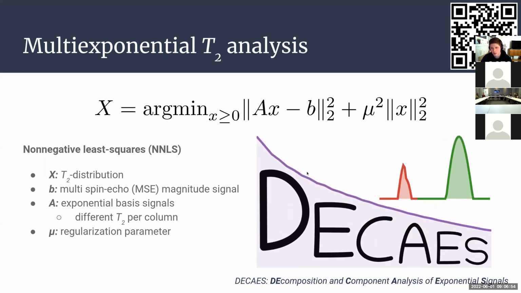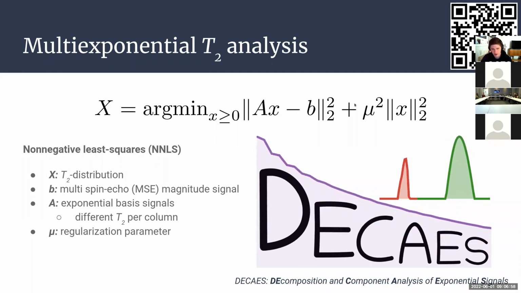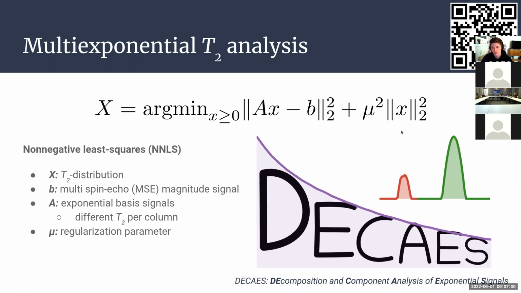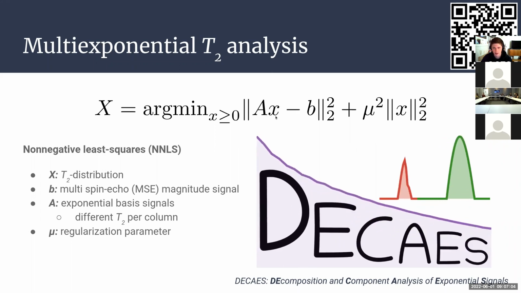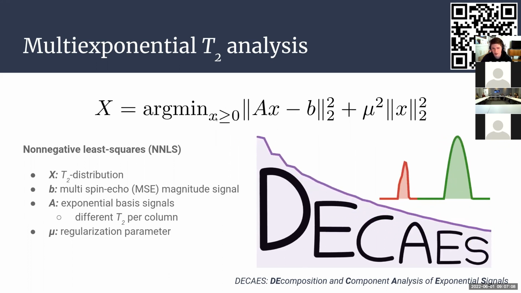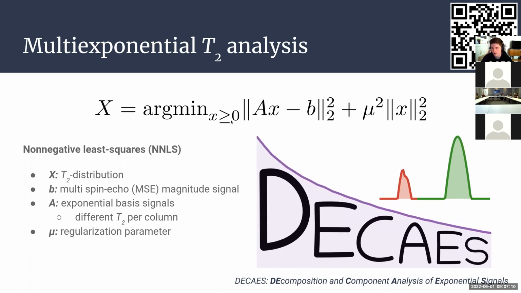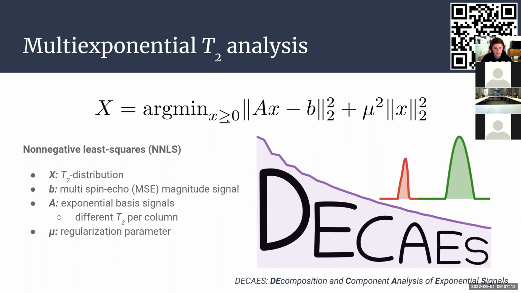So how do we compute this? To get into the math a little bit, it's a non-negative least squares minimization problem. We have this measured signal B, and we're trying to compute a T2 distribution X such that X is strictly positive. That's because we don't want a negative amount of signal for a given component. They should all be positive. That's just a physical constraint.